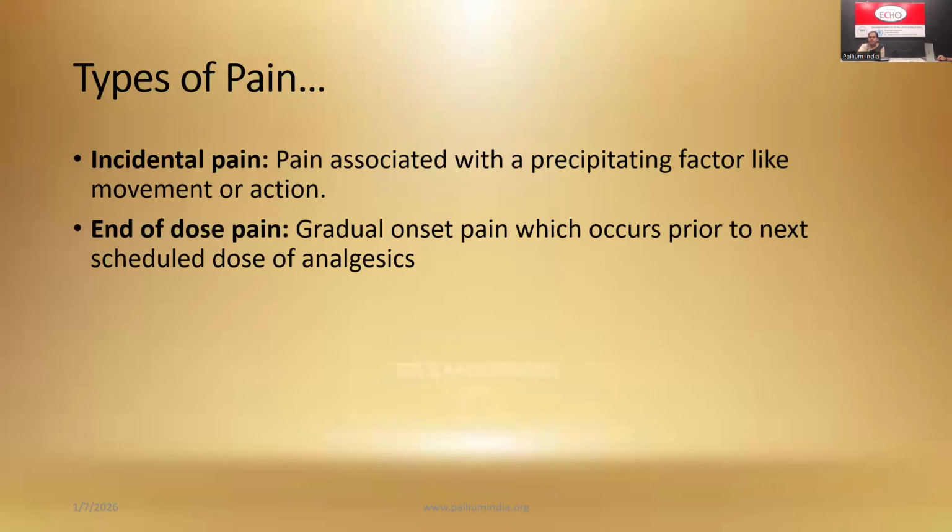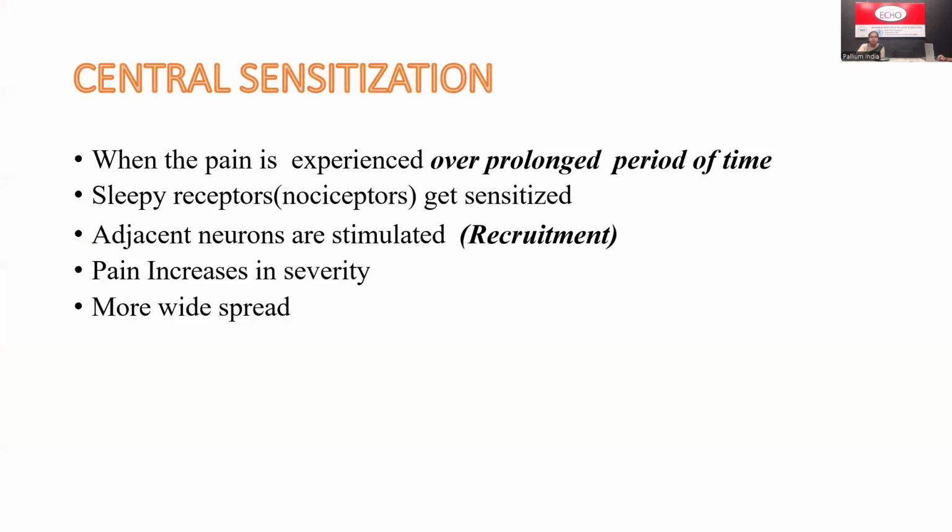Okay, it can happen. Okay, next. Central sensitization. When the pain is experienced over a prolonged period of time, the nociceptors get sensitized, and the adjacent neurons also get stimulated. The process is called recruitment, and the pain increases in severity and becomes more widespread. So central sensitization can happen in chronic pain conditions. So it is necessary to treat the pain in the initial stage itself.